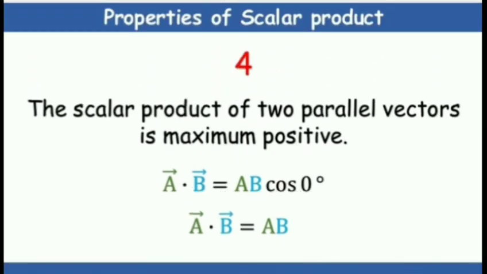Fourth property of scalar product. The scalar product of two parallel vectors is maximum positive. A vector dot B vector equals AB cos 0 degrees. That means A vector dot B vector equals AB.